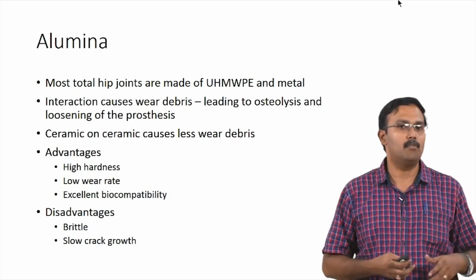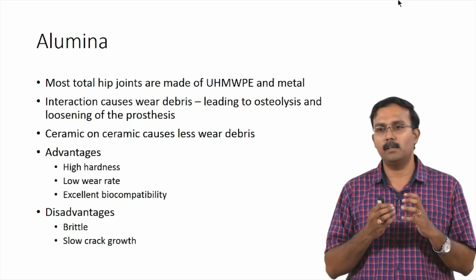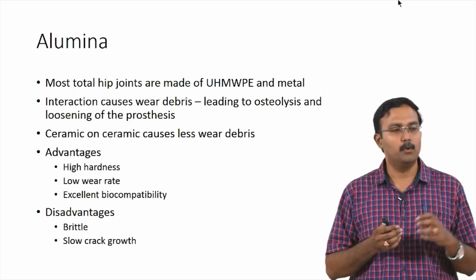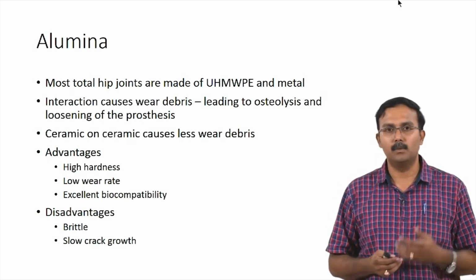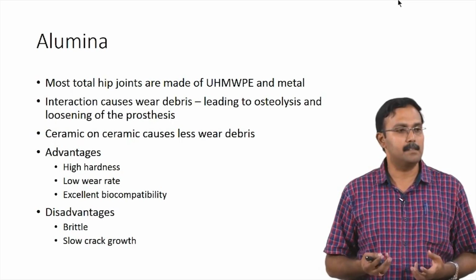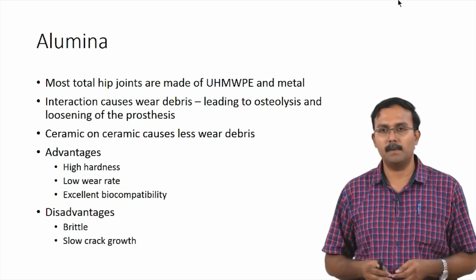So, to avoid this, people are trying to use ceramic on ceramic joints. So, where you have a ceramic coating on both the socket and the ball, thereby you have lesser wear debris. So, alumina has very good wear resistance. Because of this, people have tried to use alumina coating for such applications.